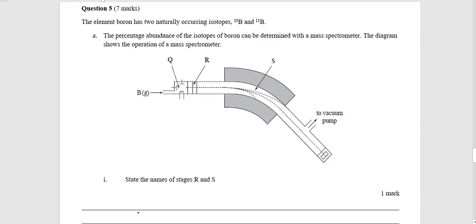This is the last question of the practice SAC. The element boron has two naturally occurring isotopes, B10 and B11. The percentage abundance of the isotopes of boron can be determined with a mass spectrometer. The diagram shows the operation of a mass spectrometer.